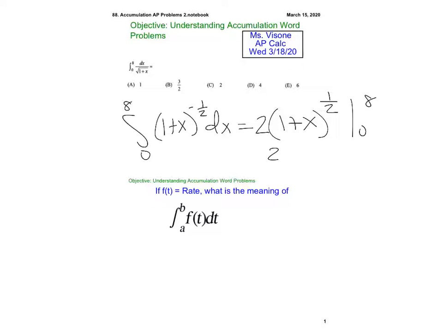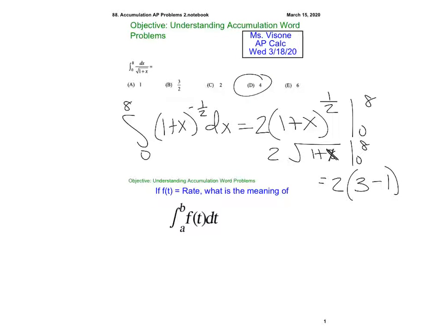So that's basically 2 times the square root of 1 plus x, from 0 to 8. So that's 2 times, if I plug in 8, the square root of 9 is 3, minus 1. So 2 times 2 is 4.